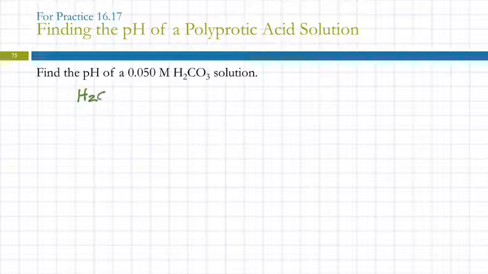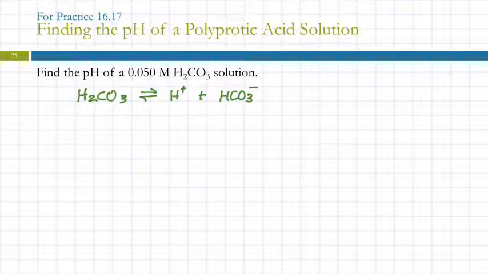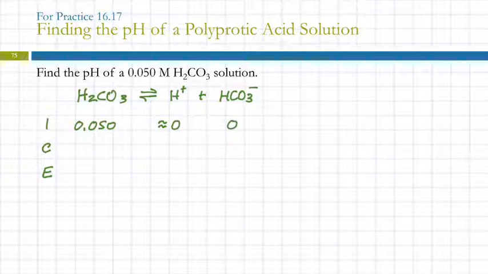So, ice table. H2CO3 is going to be in equilibrium with H plus and HCO3 minus. Just take one of the hydrogens off. The concentration given there, the 0.05, that's the initial concentration of the weak acid. And we will assume that the concentration of hydrogen ion is essentially 0 because it's so small, and the concentration of the hydrogen carbonate ion is 0.